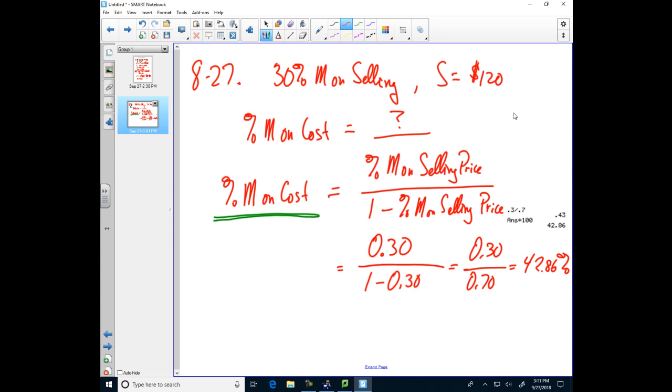Is this a wise marketing decision? I think, according to my book, the answer is no, because the customers will see the 42.86% instead of 30%. They will think of the markup as higher, although it's the same dollar amount. Of course, personally, I don't know why he'd want to advertise any kind of markup at all.